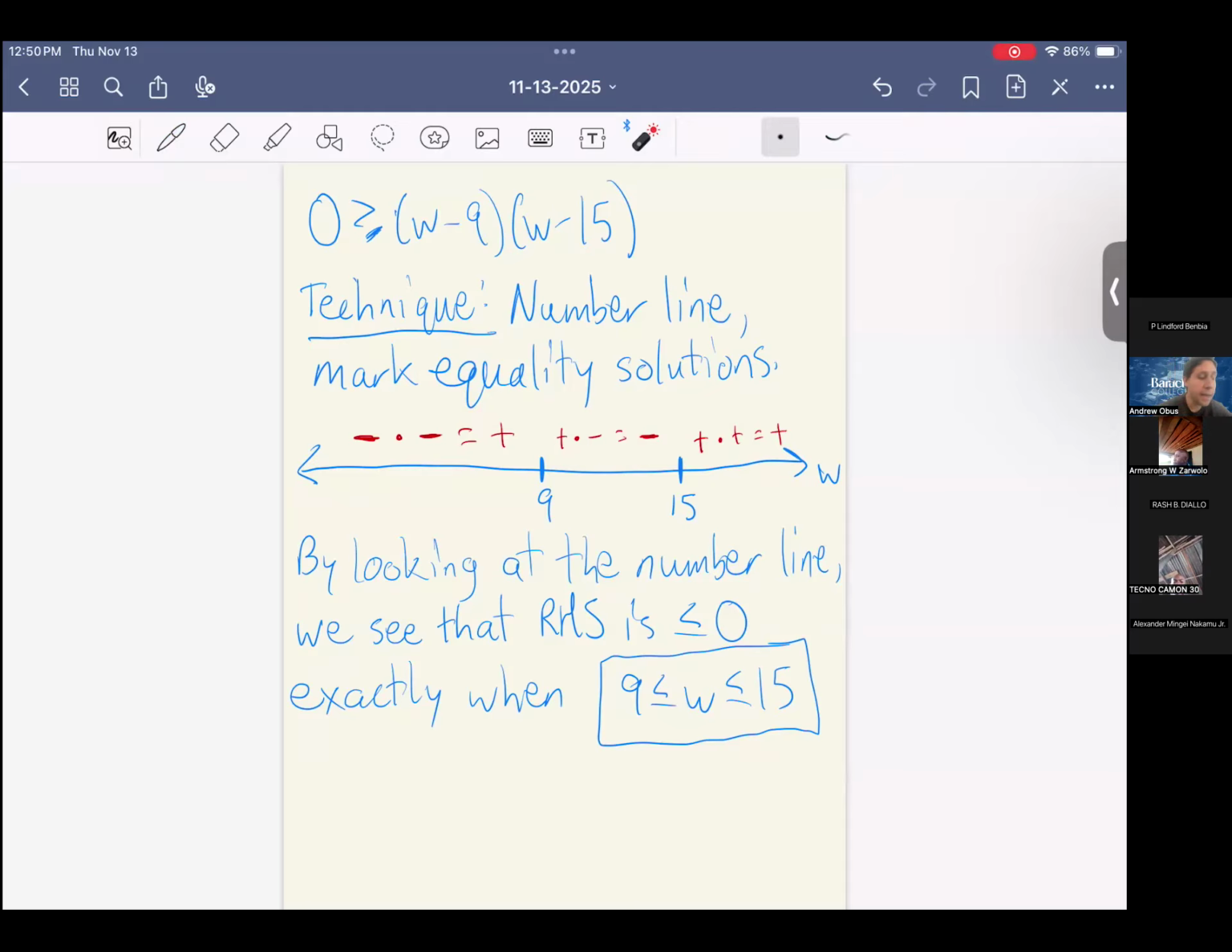Okay, so any questions on any of these examples? I know we spent a long time on this, but I wanted to make sure that the word problems are really, really solid before we move on to the next unit.